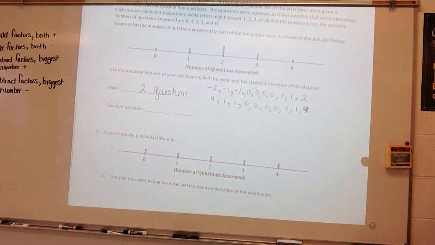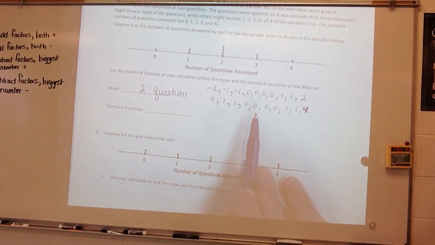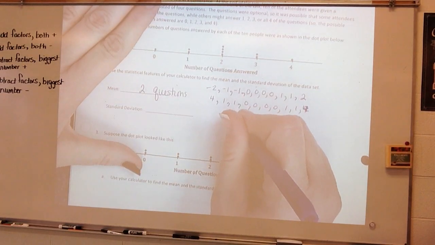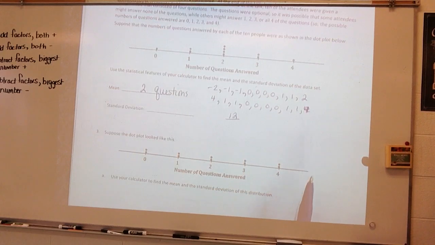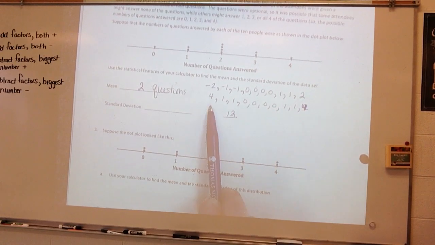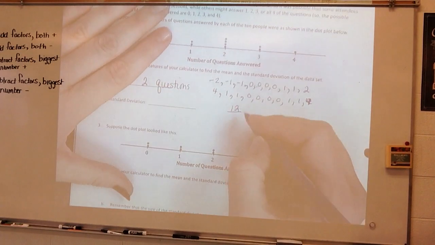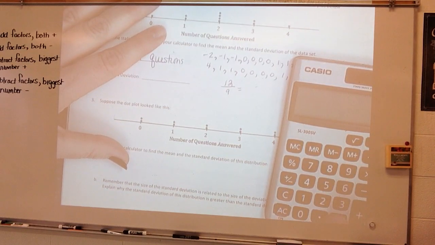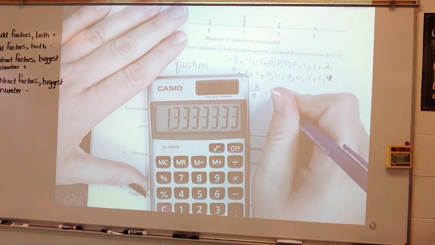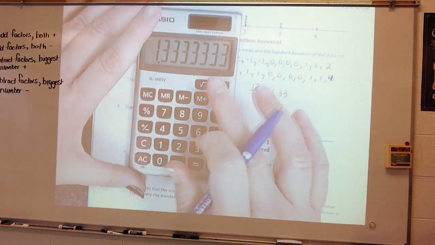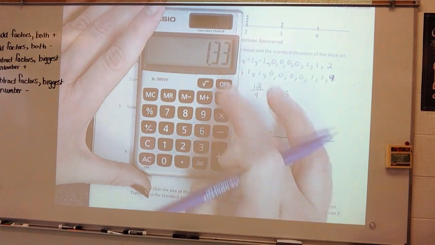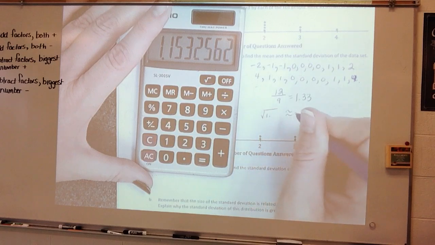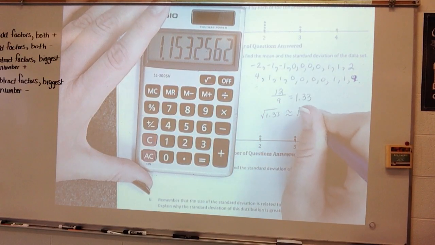Alright, add them all together. So 4, 5, 6, 7, 8. 8 and 4 is 12. So 12 divided by, there were 10 numbers, so 10 minus 1 is 9. So we're going to do 12 divided by 9 is 1.33. And we're going to take the square root of 1.33, which is approximately 1.15.